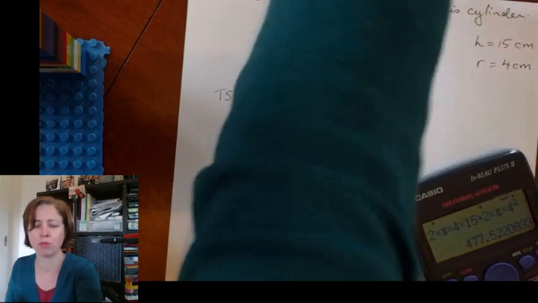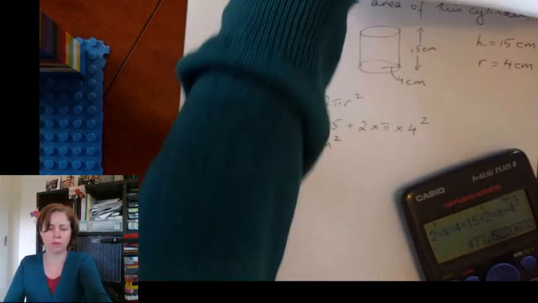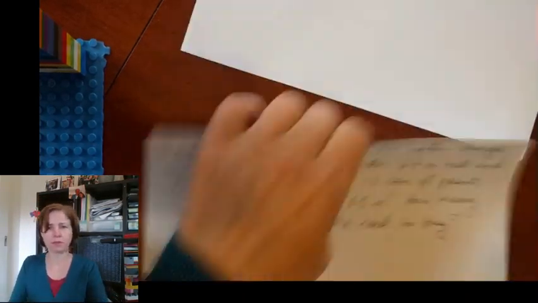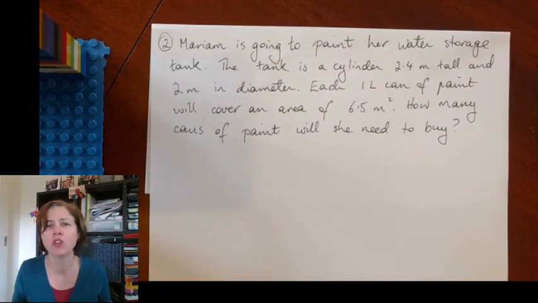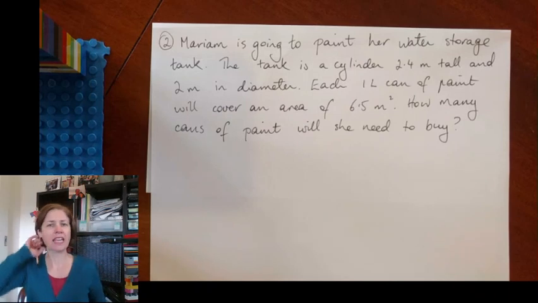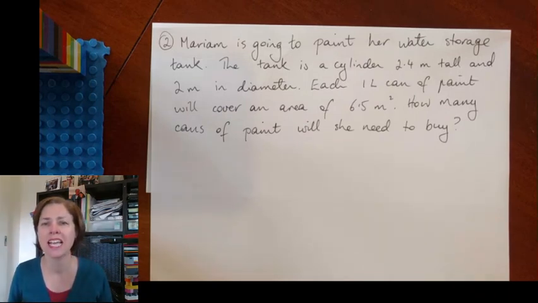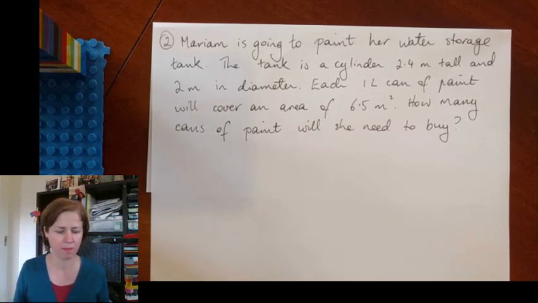Here's the second example. Marion is going to paint her water storage tank. The tank is a cylinder 2.4 meters tall and 2 meters in diameter. Each 1 litre can of paint will cover an area of 6.5 meters squared. How many cans of paint will she need to buy?